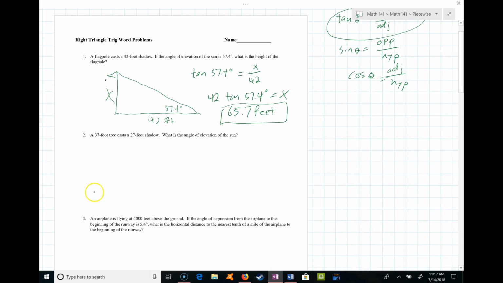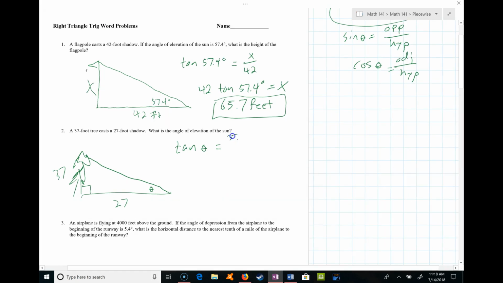A 37-foot tree casts a shadow. Okay, so this time we have a tree. Nice tree. 27-foot shadow, so it's almost the same exact problem, just different numbers and context. This time they're asking for the angle of elevation to the sun, because this is a 37-foot tree. So once again, you know the opposite and adjacent, so we're definitely going to deal with tangent. But this time we don't know the angle. So we put a little theta there, and opposite is 37, adjacent is 27.